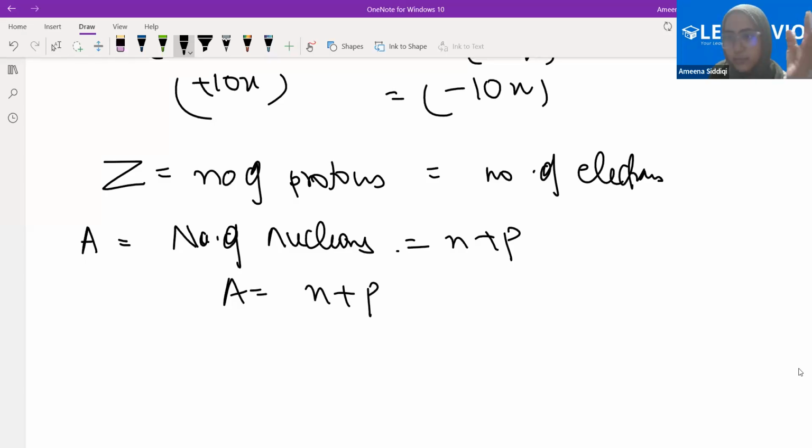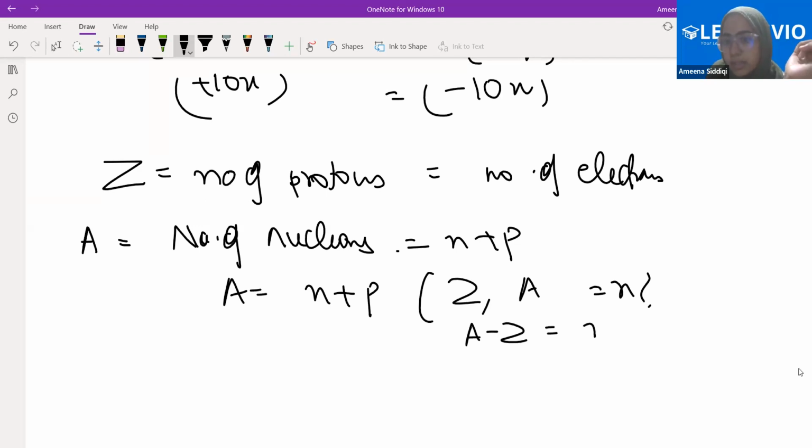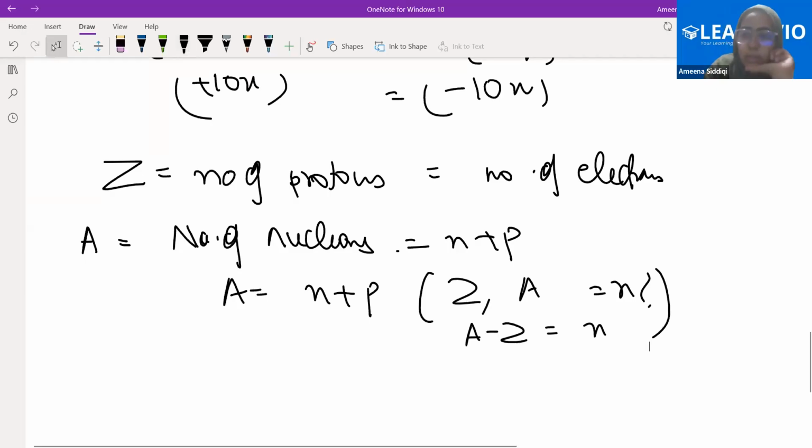If I have Z, which is if I have P, I can calculate the number of neutrons. How do I do that? Let's say I have Z and I have A. How do I calculate N? So I can subtract Z from A. I will get to know N. Yes or no? Yes. Yeah, very good. Coming on to the next point.